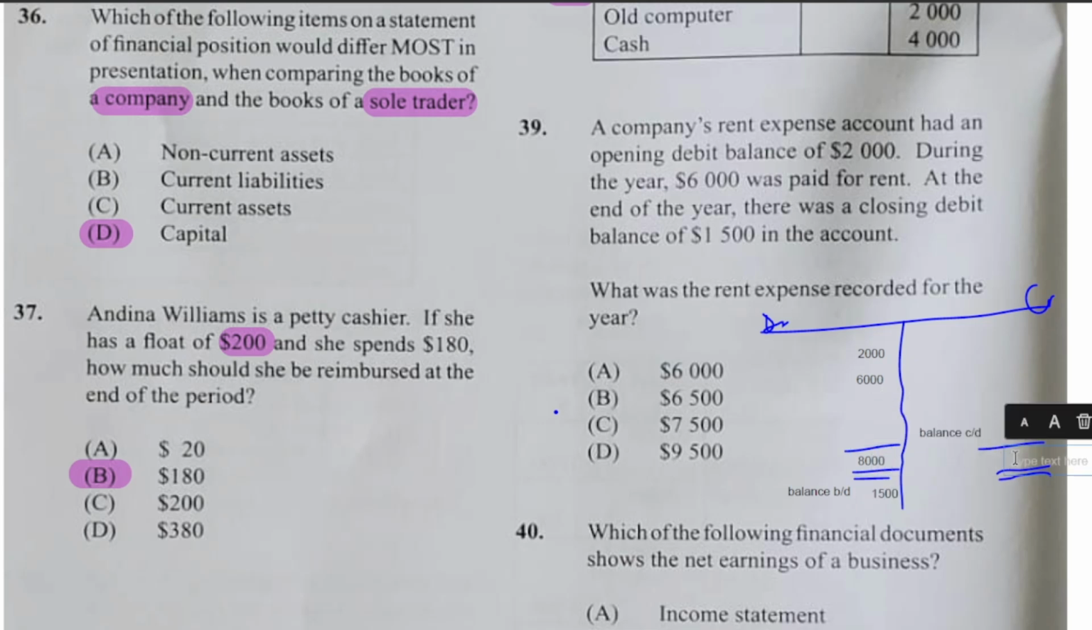Obviously, if 8 is there, 8 has to be here as well. So 8,000 minus 1,500, and that figure is what is missing from the top here, and this is 6,500. So the answer here is actually 6,500. This question is basically working backwards. Why is this giving me so much problem? The answer here is B.